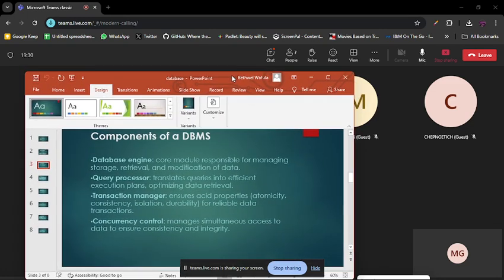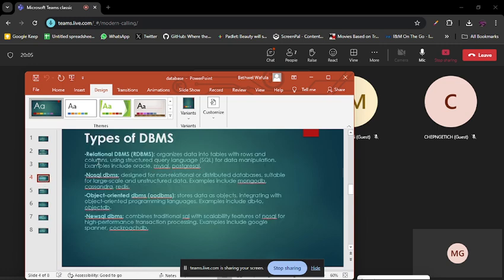Okay, so majorly DBMS has four components. The database engine is responsible for managing the storage and retrieval of data and even modifying it. There is also a query processor, which queries the database to get different data and optimizes data retrieval. Then there's a transaction manager and concurrency control. So that's majorly about the components.